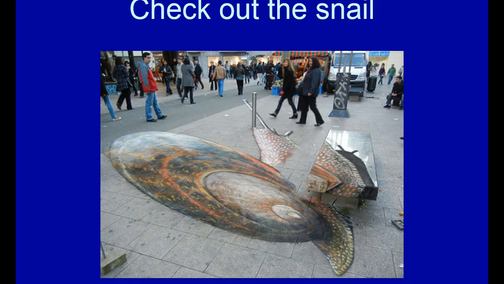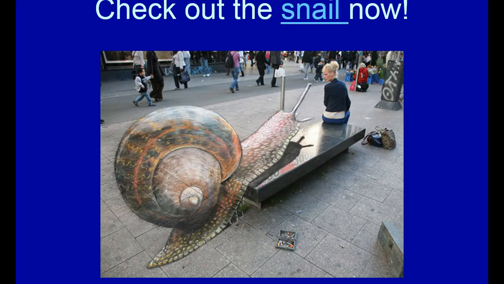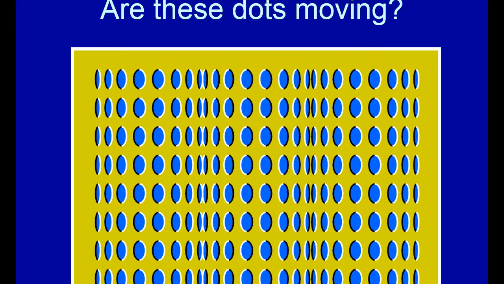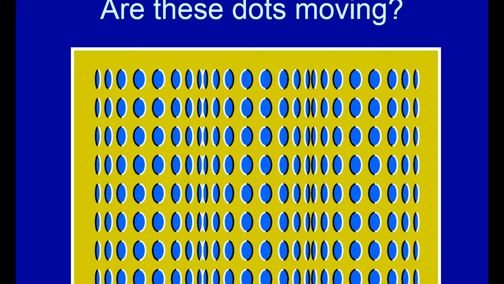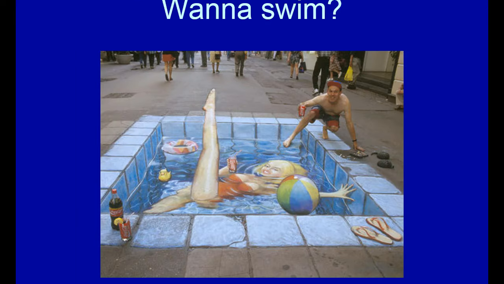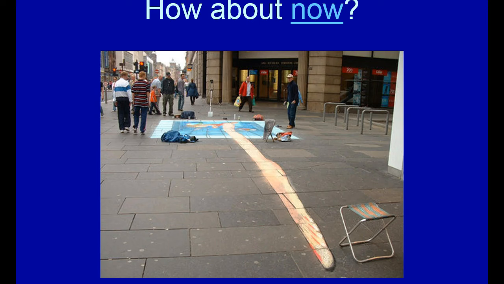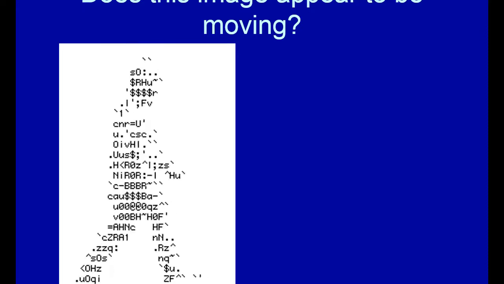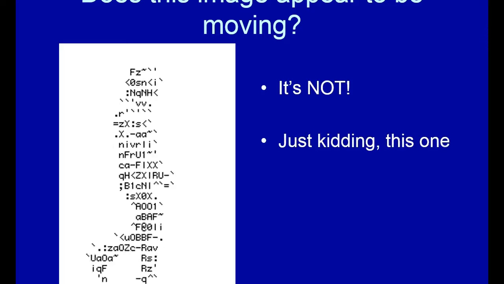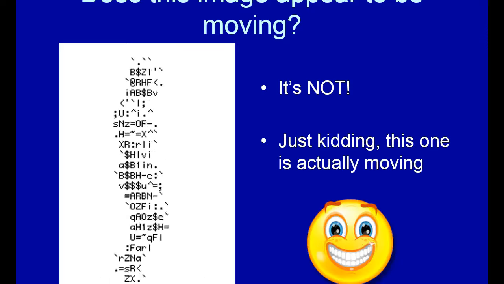All right, so again, this is that chalk art I started showing you that doesn't look like anything from this viewpoint. So when we're observing it from this viewpoint, it's just, what is that? But what about when I look at it from a different angle? My perspective changes. How about these dots? Are they moving? And no, they're not moving. That's your brain again doing it for you. So it looks like going swimming in this picture, but this is what it looks like from the other perspective. Pretty interesting. All right, does this image appear to be moving? It's not. Just kidding. This one is actually moving.